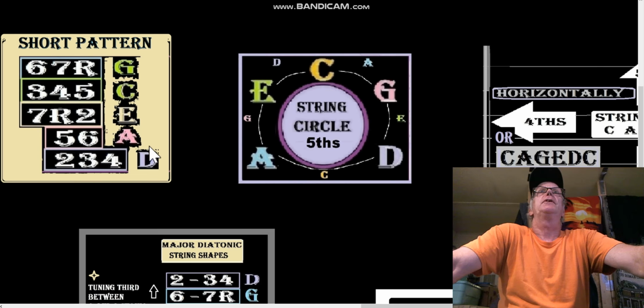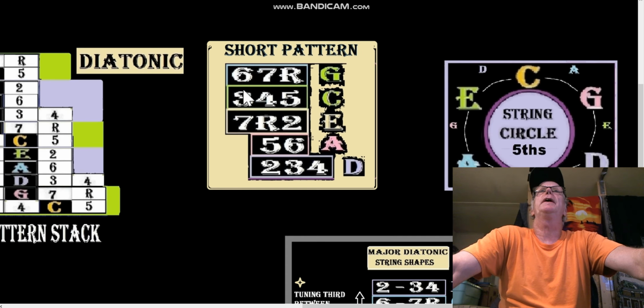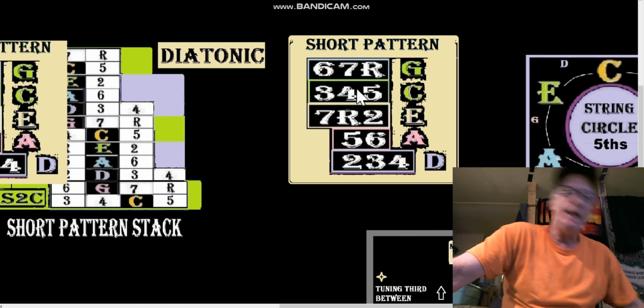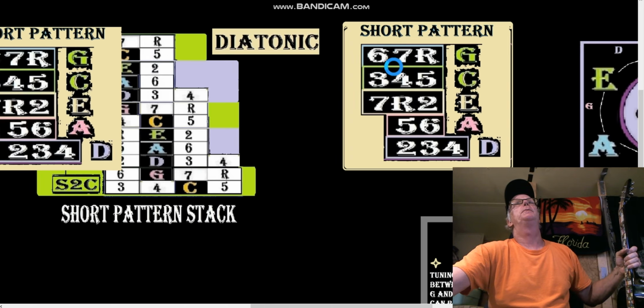So the circle of string shaped fifths goes up here, D, A, E, C, G, and down, G, C, E, A, D, like that, okay? So it doesn't matter. All you have to do is memorize the string shapes themselves, and anywhere you start them.